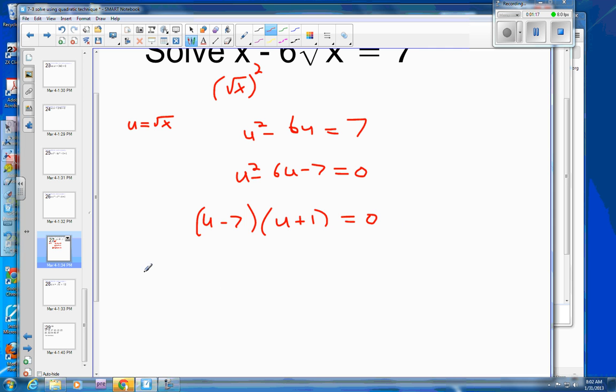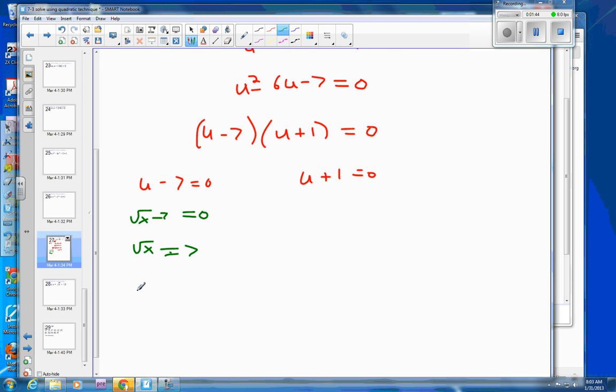And then I can write this out by my 0 property. You know that u minus 7 is going to be equal to 0, and you know that u plus 1 is going to be equal to 0. Then I'm going to substitute back in, so I've got the square root of x minus 7 is equal to 0. So that means the square root of x is going to be equal to 7, and then to get rid of the square root, you would square both sides, so x would be equal to 49.